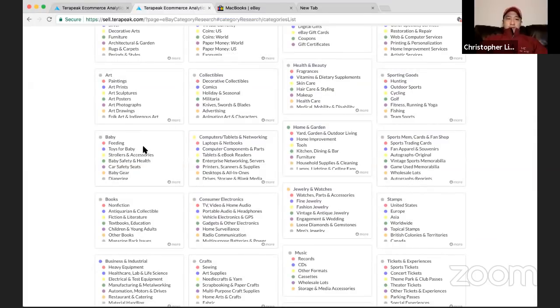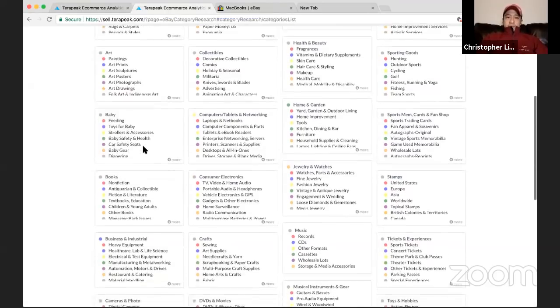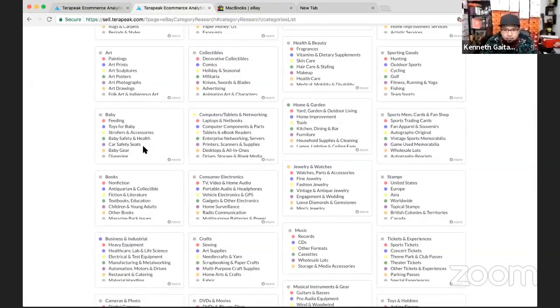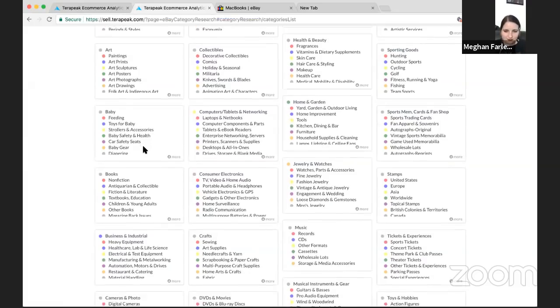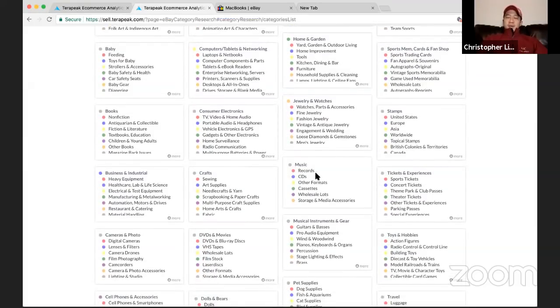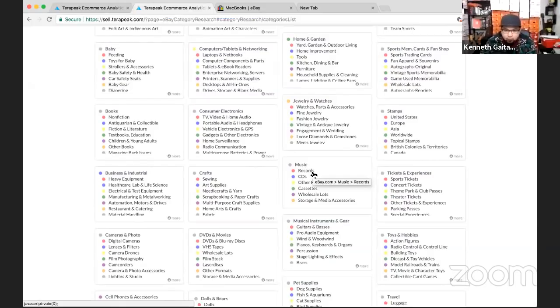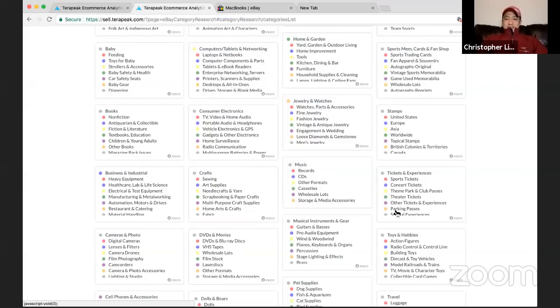Laptops. Under music, records. A bunch of millennials buying records. Yeah, that's true. Records. Wow. Look at the heavy equipment. Sports tickets. Wow, that's crazy. And tickets, Chris. Sports tickets versus concert versus theme. Yeah. Parking passes.